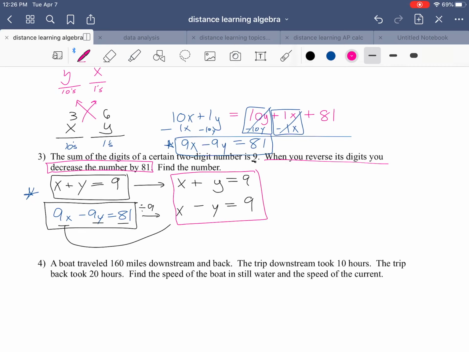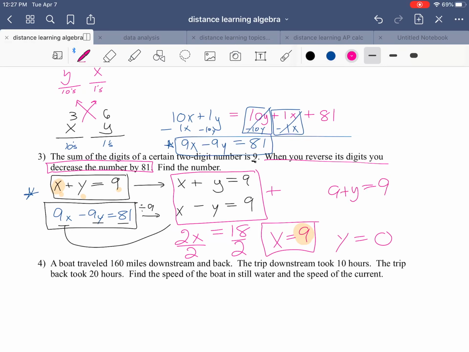So, how do I solve this system? Well, let's add the two equations together to get 2x, the y's cancel, equals 18, and divide by 2. In that case, x is equal to 9. Now, let's use that information and plug in 9 here. 9 plus what is equal to 9? That means that y must equal 0. 9 plus y equals 9, subtract 9, and y equals 0.